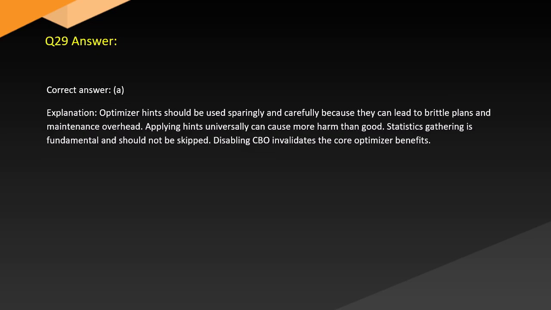Answer. Correct answer, A. Explanation. Optimizer hints should be used sparingly and carefully because they can lead to brittle plans and maintenance overhead. Applying hints universally can cause more harm than good. Statistics gathering is fundamental and should not be skipped. Disabling CBO invalidates the core optimizer benefits.